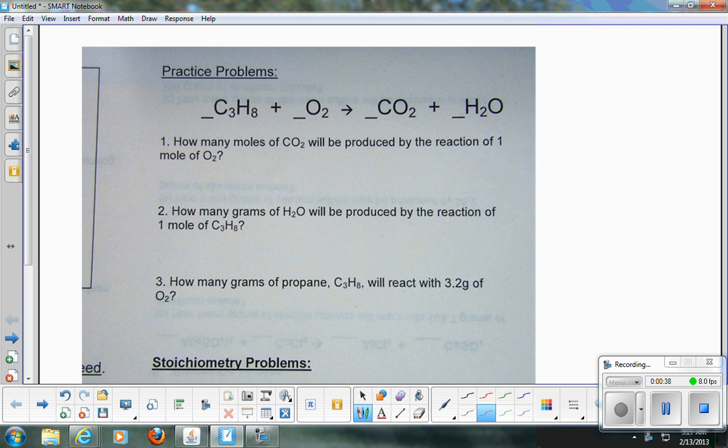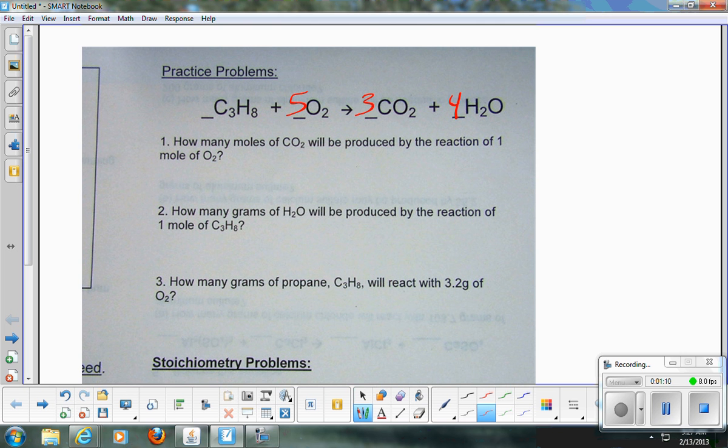Okay, so balancing your C's, what do you need to do? There's 3 C's on the left, how many on the right? 3. 1, so you need to put 3. There's 8 H's on the left, how many on the right? 2, so 4. So I need to put a 4 here. Oxygens, I've got 2 on the left, I've got 3 times 2 is 6, plus 4 is 10. So what do I need to put in front of this? 5. Okay, so a balanced equation is paramount to do stoichiometry.